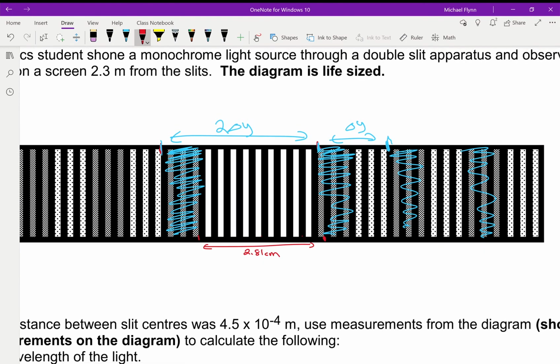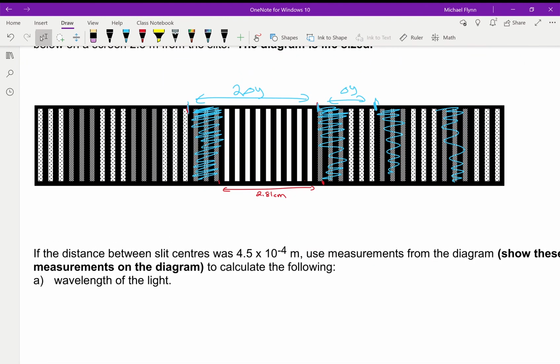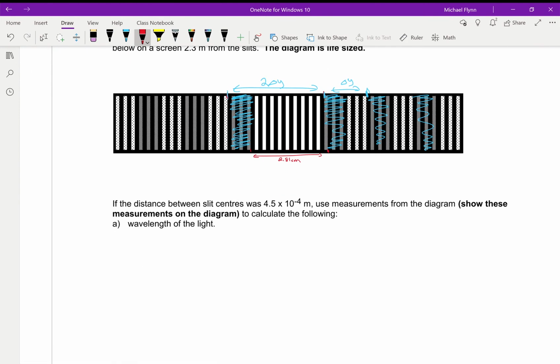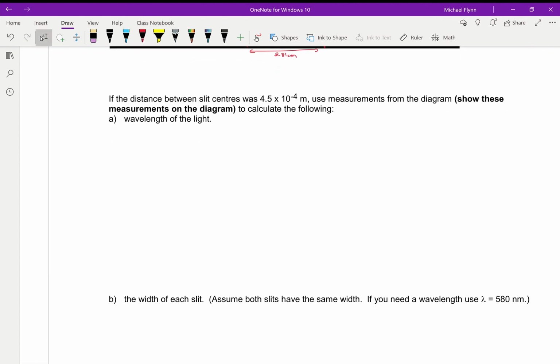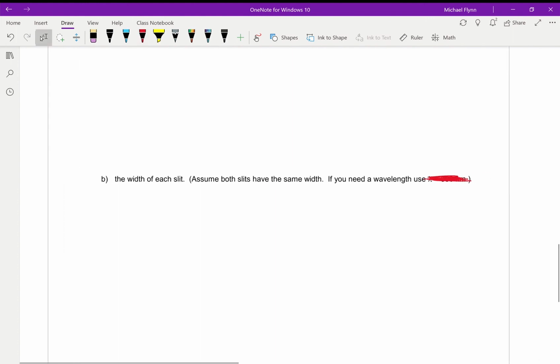Yeah, I think that'll do it. 2.81 centimeters. I'll leave that to you now. Now that I've given you that measurement, you have some idea of scale, so you should be able to answer the questions that you see here. Do not use this, because you're going to get the first one right. All right, so that's it.